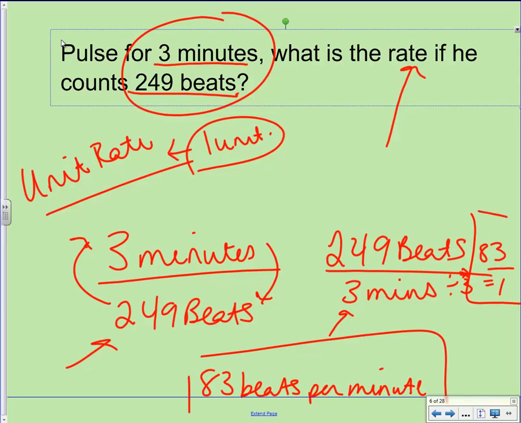The 83 to 1, that setup with the fraction bar, you would need to make sure that you had your units in there. So if you put 83 beats, which is that bar, and then on the bottom you had 1 minute, you would need to make sure that you had your units written in that fraction setup, okay?